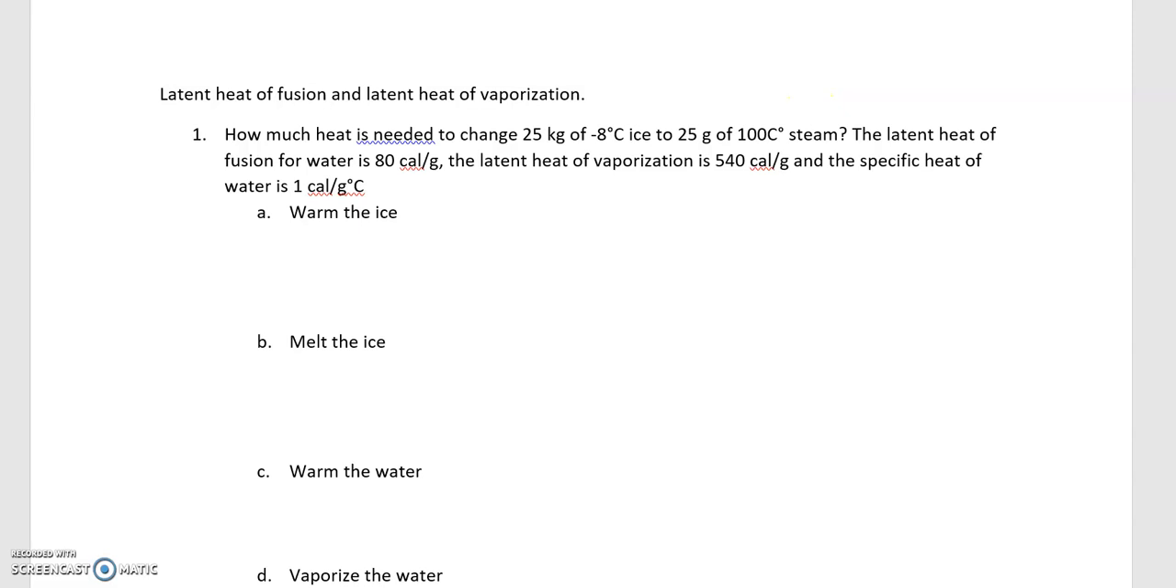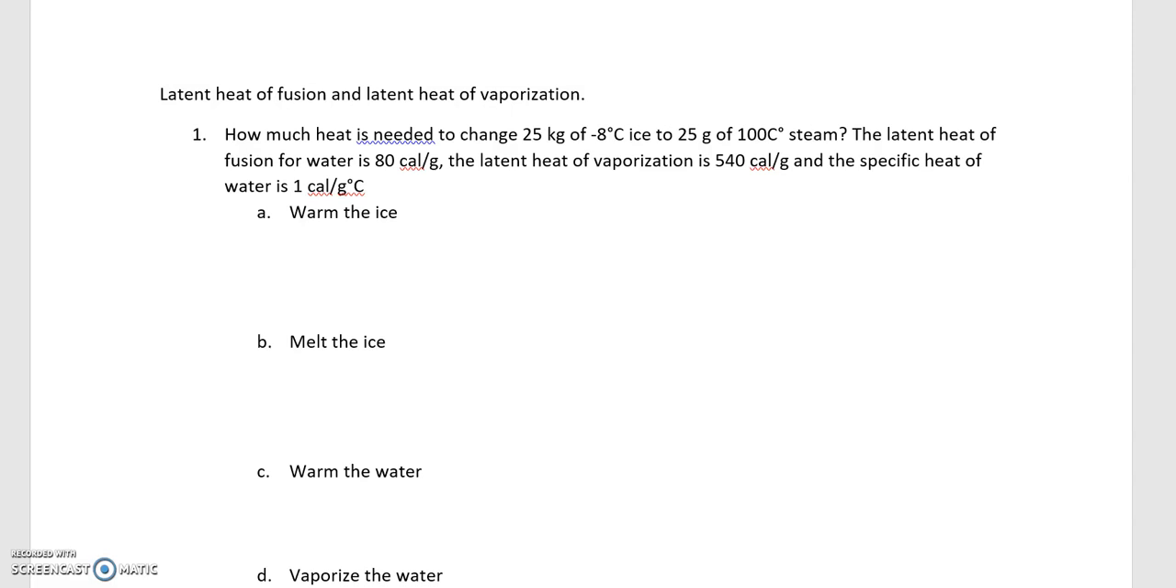In this video, I'm going to do a pretty involved problem working through some phase changes and the heat required for changing those phases, and then the heat required just to take a substance and change its temperature. So we're going to be working with a couple different equations. It says, how much heat is needed to change 25 kilograms of negative 8 degrees Celsius ice to 25 grams of 100 degrees Celsius steam?